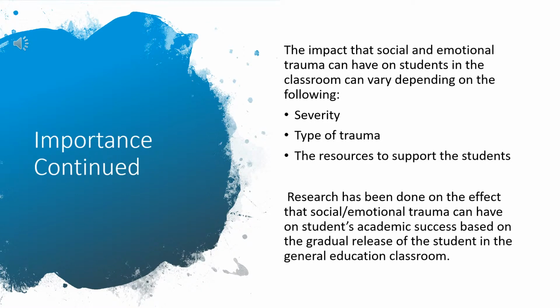Like I stated in the slide before, the impact that the social emotional trauma can have on the students does depend on the severity of the trauma, as well as the type of trauma, and the resources to support those students. Research has been done on the effect that social emotional trauma can have on the student's academic success at any grade level, based on the gradual release of the student in the general education classroom.